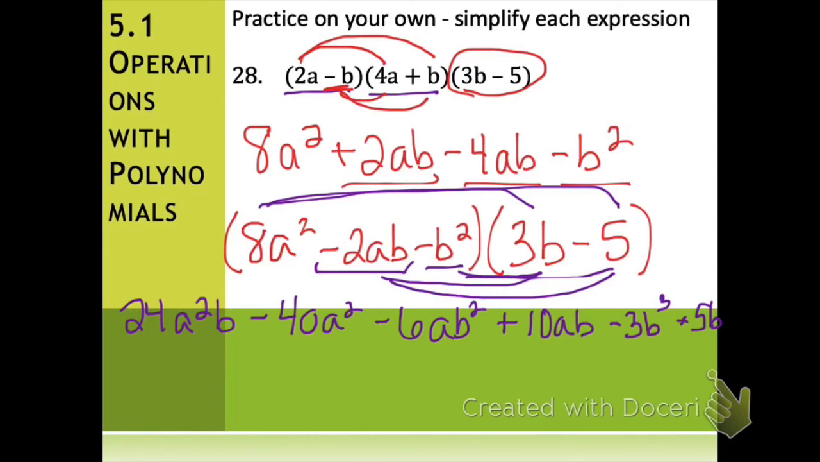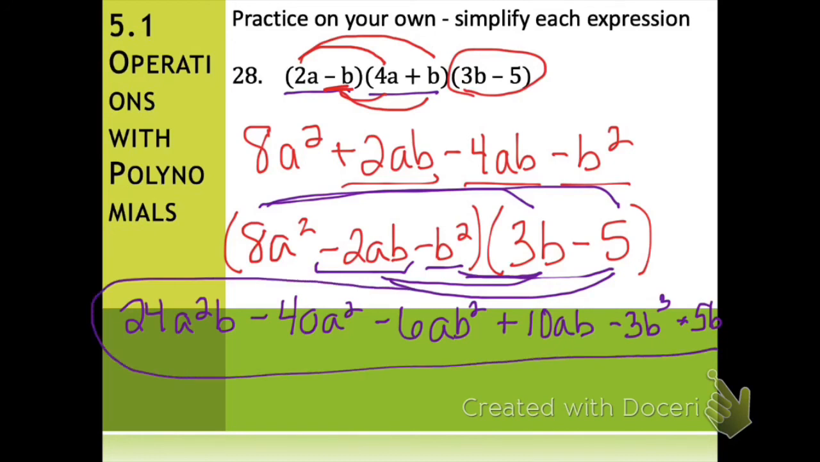All right, are there any like terms here? I have a squared b. Nope. I have a squared. Nope. I have ab squared. No like terms. I have ab. No. I have b cubed. No like terms. And I have just b. No, there are no like terms. So honestly, this is my final simplified answer.